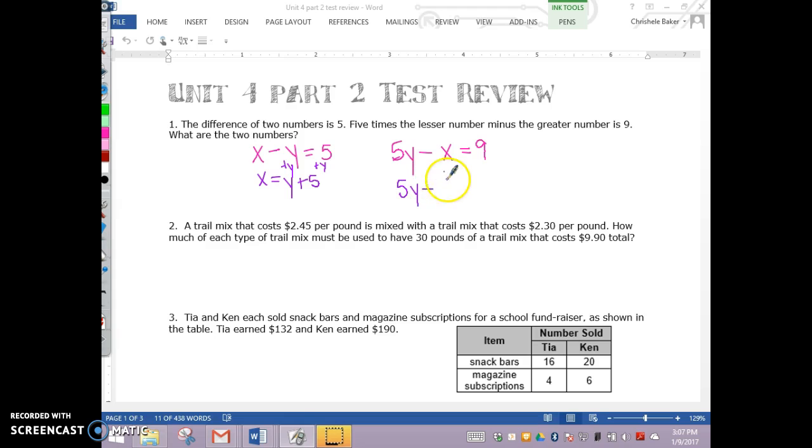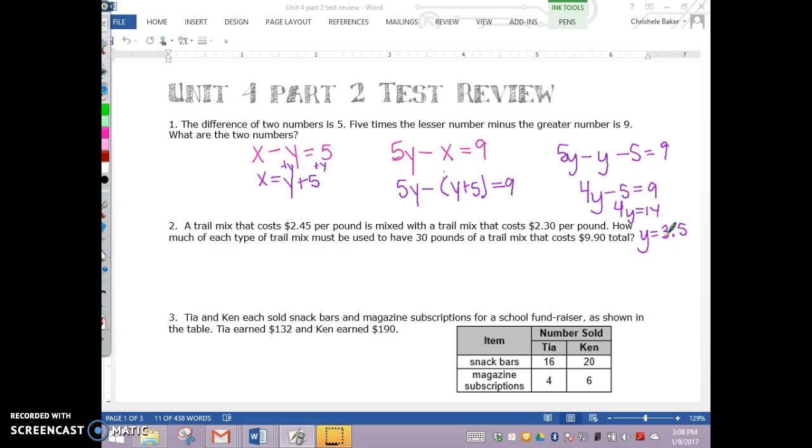So 5y minus y plus 5 equals 9. Now be sure to distribute that negative. 5y minus y minus 5 equals 9. 4y minus 5 equals 9. 4y equals 14, and y is 3.5.